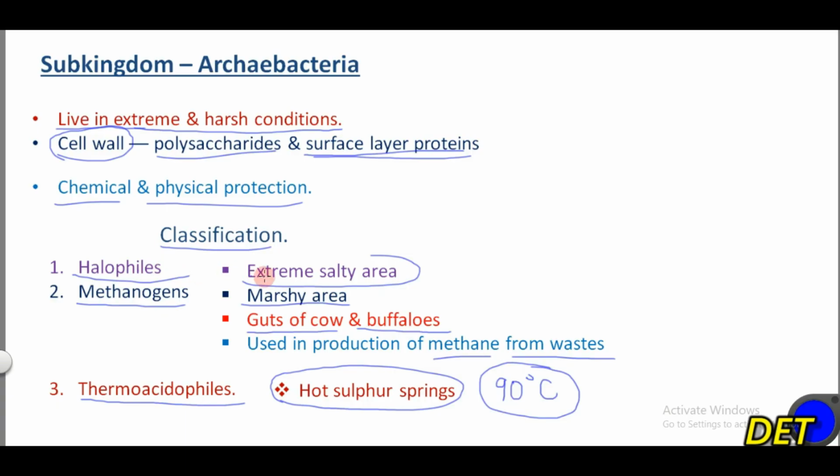So halophiles are found in extreme salty areas. Methanogens are found in marshy areas or the guts of cows and buffaloes, and they are used in production of methane from waste. Then the thermoacidophiles are found in hot sulfur springs, and some of them can survive a temperature up to 90 degrees Celsius.